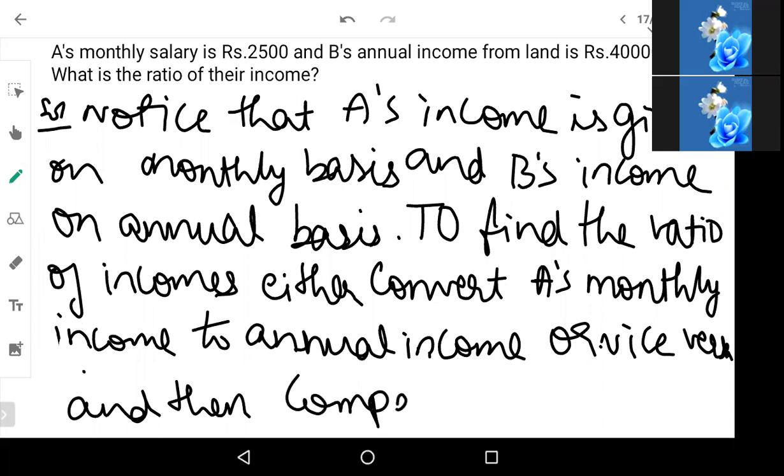Now, since it's a very simple and small problem, we have to give the explanations like this. Now either we have to convert the monthly income to annual income or annual income to monthly income, and then we have to compare. Clear? So that is what we are supposed to do here. Now let us convert them and find the ratio.